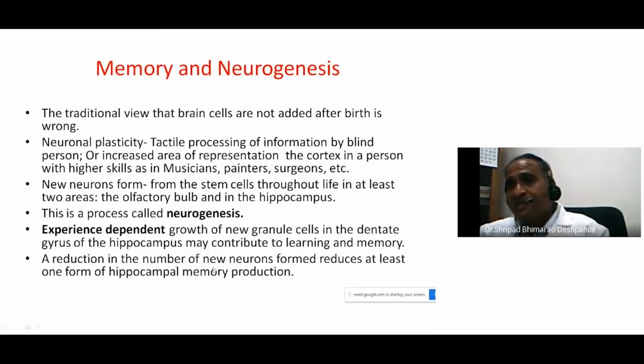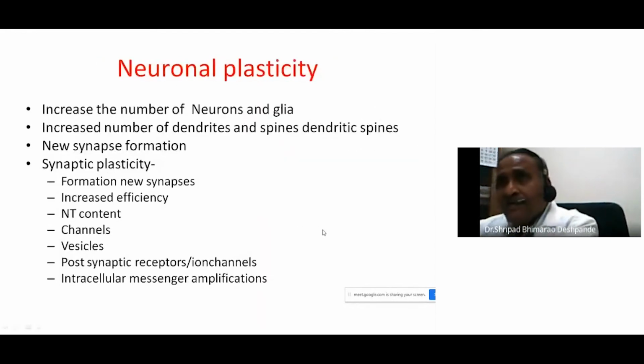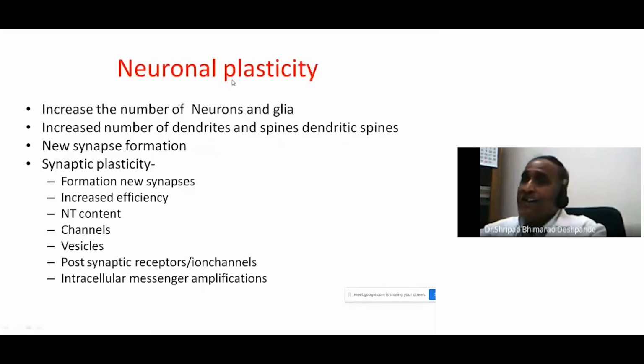A reduction in the number of new neurons formed reduces at least one form of hippocampal memory production. Okay, we will move on. The neuronal plasticity: I have talked about the synaptic plasticity, and now I am talking about the neuronal plasticity.